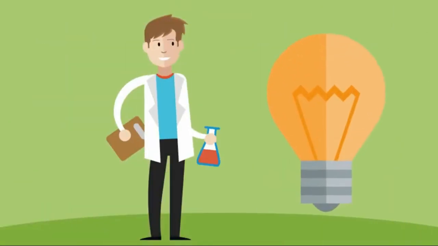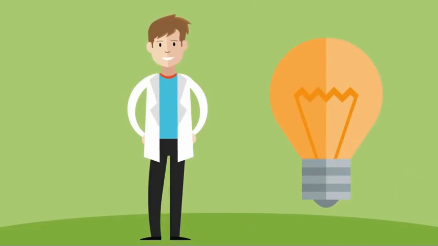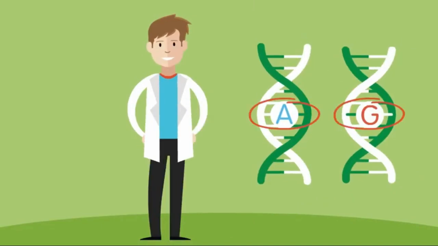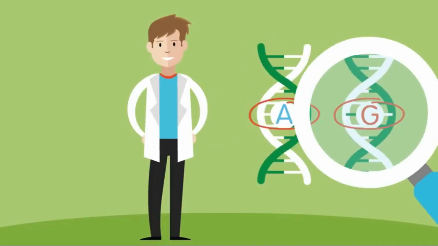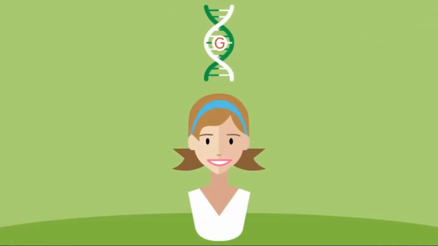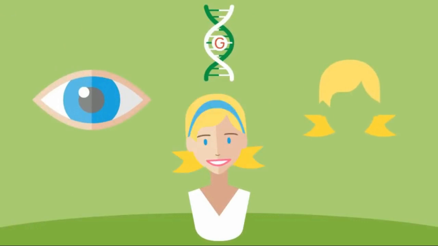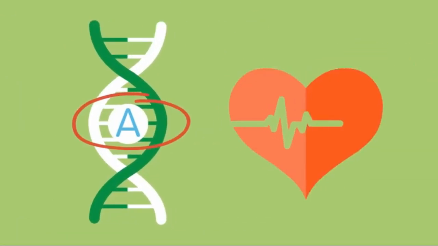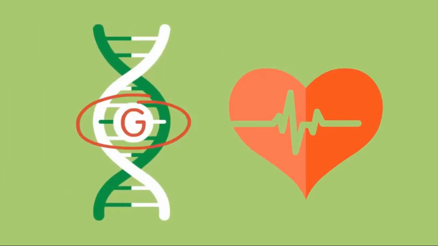Scientists want to better understand the unique differences in our genomes. These differences are called variants, and these variations make us individual, for example, giving us different eye color or hair color. Most of these variations have no effect on our health. However, some have been shown to cause or contribute to certain health conditions.